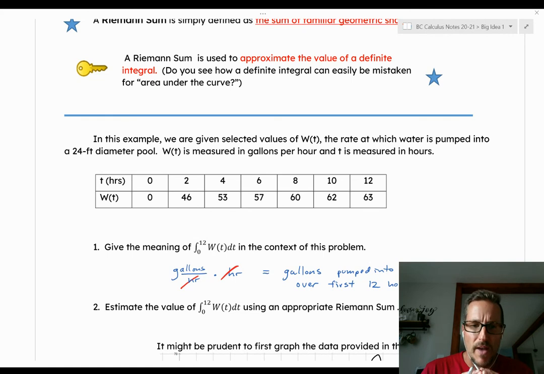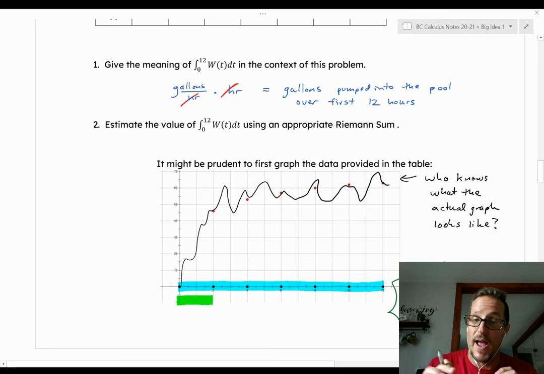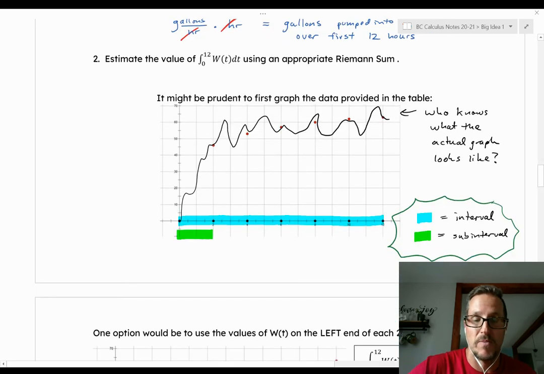Now, we want to estimate that value, but this time we want to do it with a Riemann sum. Just use some shapes. Don't feel like you've got to count blocks. So here is a quick graph of that information provided in the table. And I have no clue what the actual graph of W of t looks like. I've kind of drawn in a squiggly line there. The only data I know for certain are the red points that are in the table. I have no idea what happens in between. So we're only going to use this data that's given in the table. Can't make up any data.